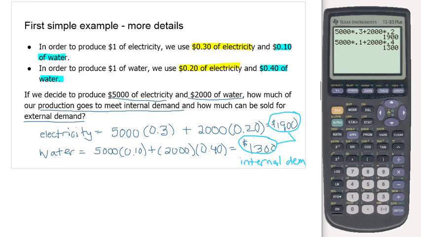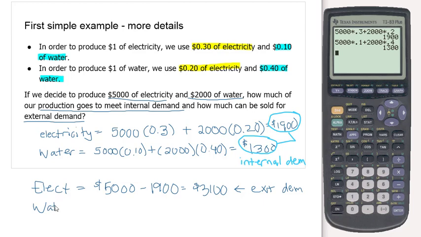And we know that for electricity, we are producing $5,000 of electricity, and so 1,900 of that is going to be used up in our production. So if we take this 5,000 and subtract off that 1,900, we're going to end up with $3,100 in electricity that we can use to meet our external demand. And if we do the same thing for water, we have $700 available for our external demand in water.